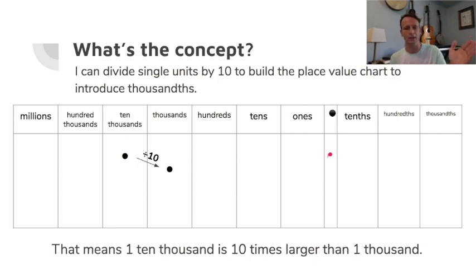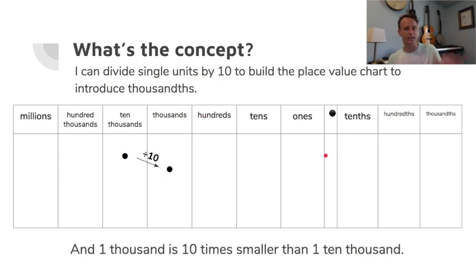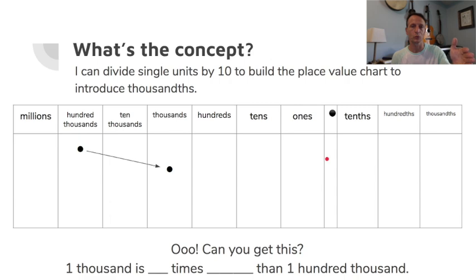Let's keep going. Oh, well, sorry. First, 1,000 is compared to 10,000? It's smaller, right? How many times smaller? The answer is still 10. You got it. So 10 times smaller than a 10,000. Same thing, moving down.